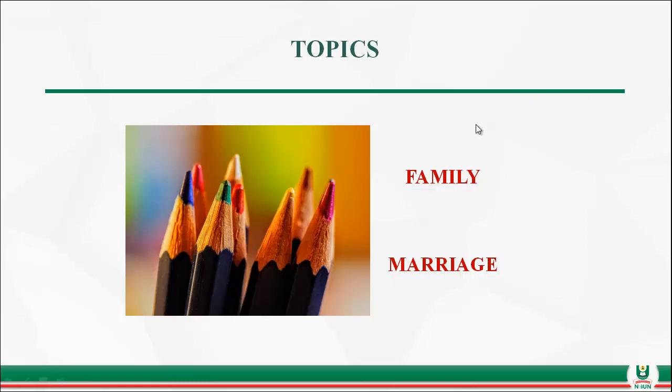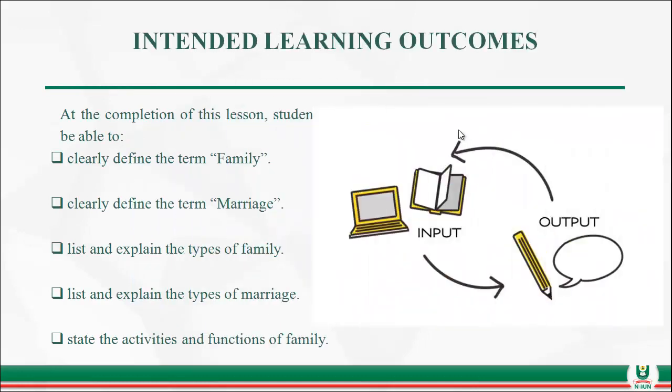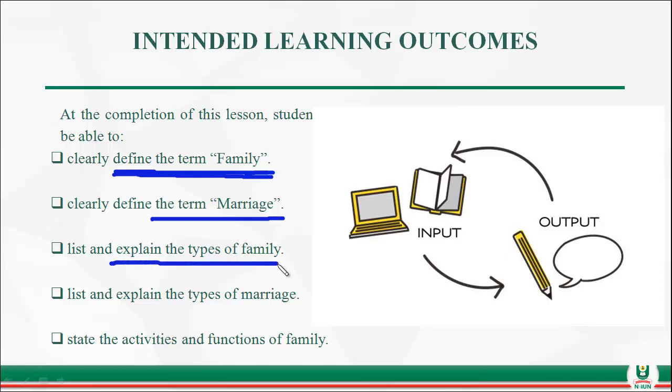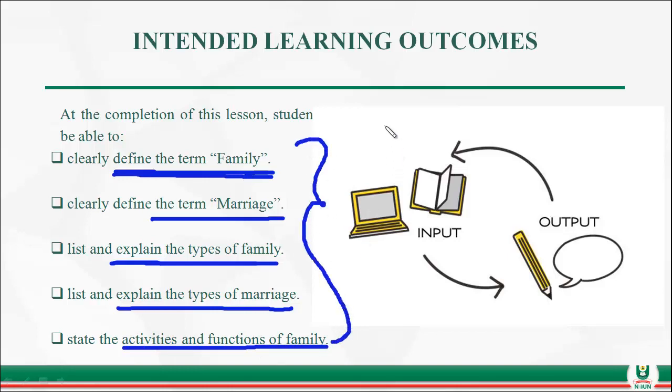So what are the intended learning outcomes in this lesson? What is the focus of what you should learn, or the result of this lesson by the time you are done with it? At the completion of this lesson, you should clearly define the term family. You should also be able to define the term marriage. The lesson will also expose you to the types of marriage, and you should be able to demonstrate adequate knowledge on the types of family and the types of marriage. Finally, you should be able to state the activities and functions of family. This is the objective of this lesson, what you as a learner should be able to do at the end of this lesson.